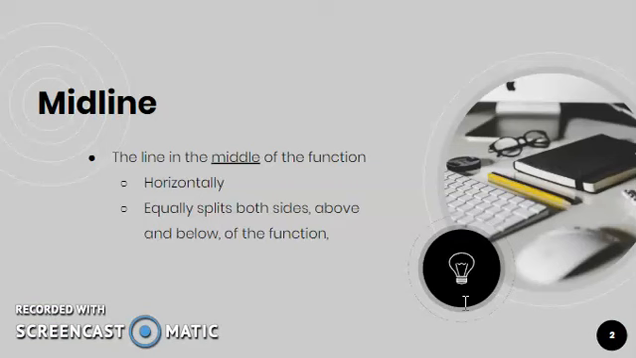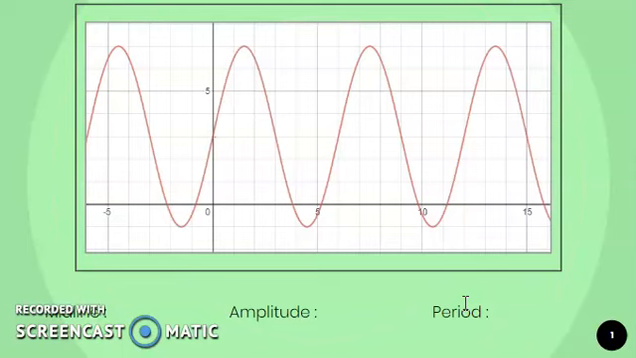Now, the midline is the line in the middle of the function, a horizontal line that equally splits both sides so that above the midline and below the midline are equal. To find the midline, you can do various things. If it allows, you can look at the function and see where it would split the function equally, and then check to make sure that both above and below the midline are equal, and that would be your midline. Or you can add the maximum, the highest point, and the minimum, the lowest point, and then divide that by 2 to find an average of the height of the function.